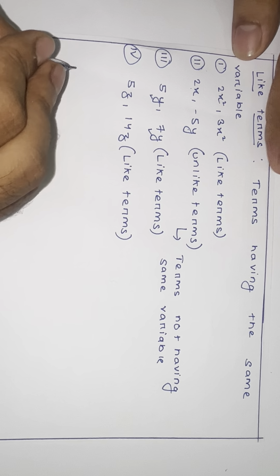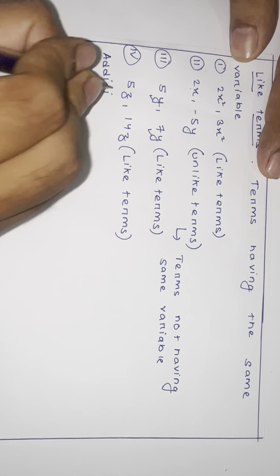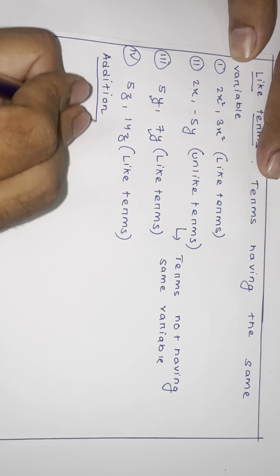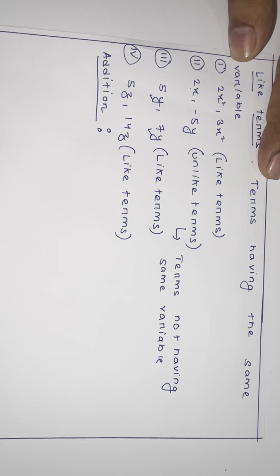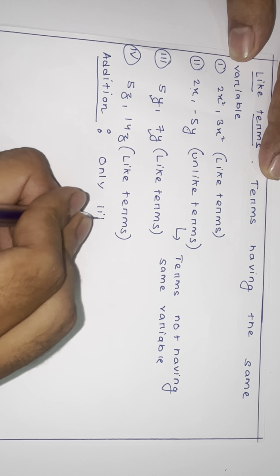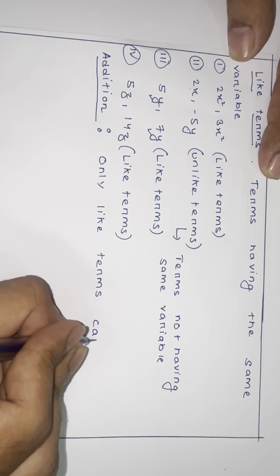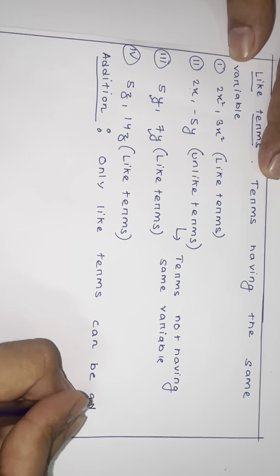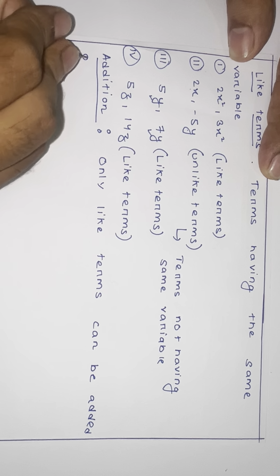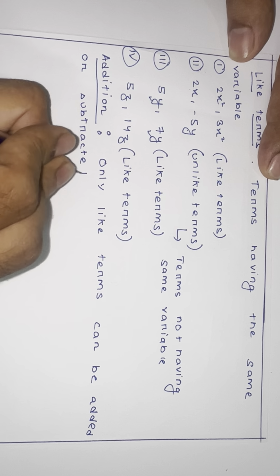Now the next concept that we are going to learn is addition. What do you need to know when we talk about addition of algebraic expressions? Only one line that you need to remember: only like terms can be added or subtracted. What does this line mean?